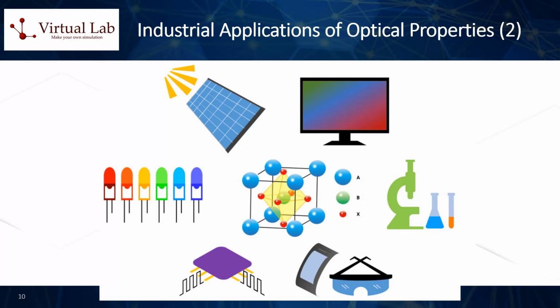6. Optical sensors. Many sensors, such as those used for chemical detection or environmental monitoring, rely on the interaction of light with specific materials to detect changes in their environment. 7. Holography. The creation and viewing of holograms requires the use of materials with specific optical properties, like photosensitive emulsions or certain photopolymers. 8. Lithography.